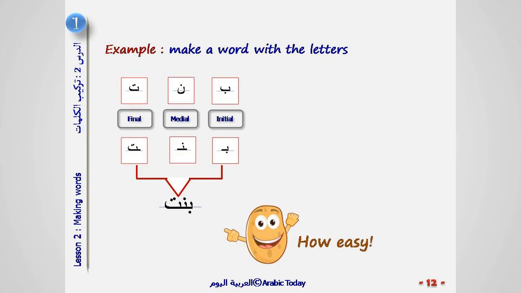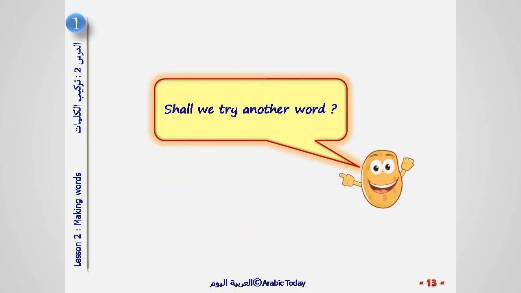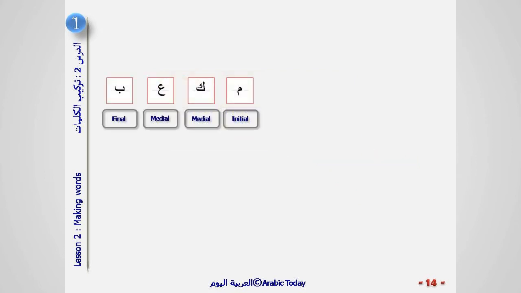Easy, isn't it? Let's try another word. In this example, we will make a word with the letters mim, kaf, ayn, ba.